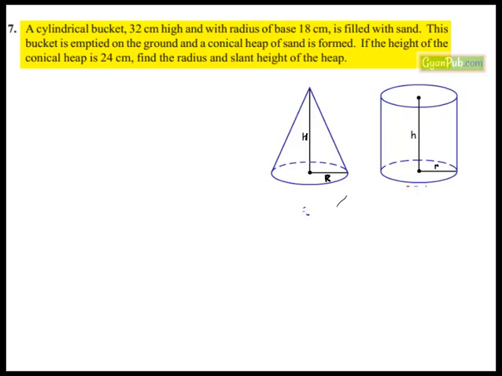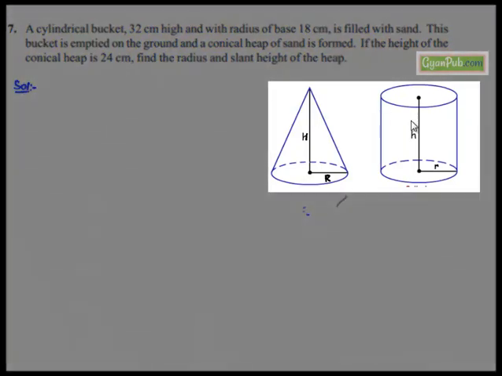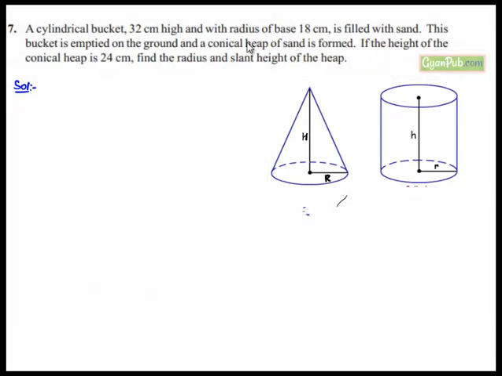So now coming to the solution. Here he has given that a cylindrical bucket is completely filled with sand, of height 32 centimeters and radius 18 centimeters. And he says that this bucket is completely emptied on the ground so that it formed a conical heap of a certain height, that is 24 centimeters. And he is asking us to find the radius and slant height of the conical heap.